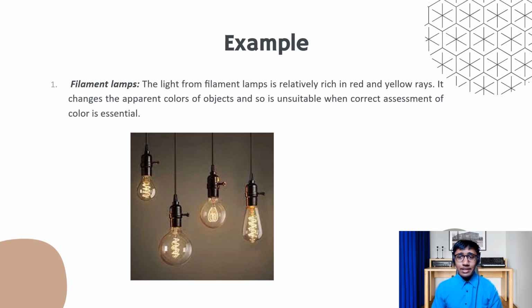Examples of light. The first one is the filament lamp. The light from a filament lamp is relatively rich in red and yellow-red. It stains the apparent color of the object, and so is unsuitable when correct assessment of color is essential.